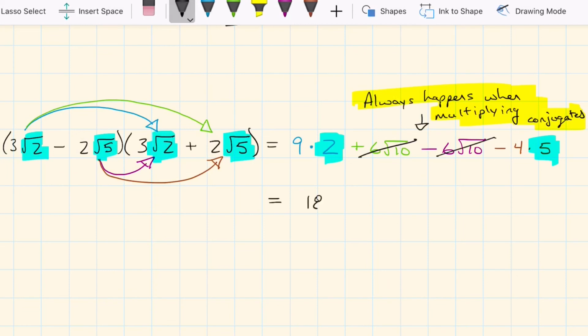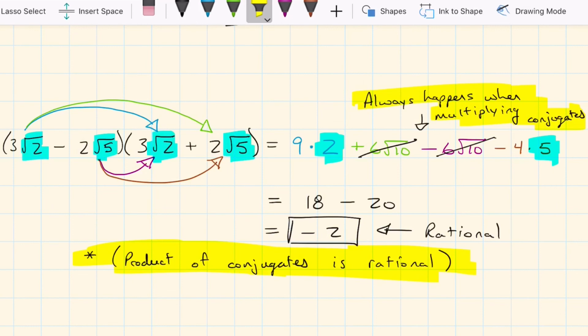Okay, now finishing this off, 9 times 2 is 18, minus 4 times 5 is 20, and 18 minus 20 is negative 2. So again, we got another rational number. There's no root in this. So again, this is how we can rationalize the denominator. A product of conjugates is always going to be rational when dealing with square roots.